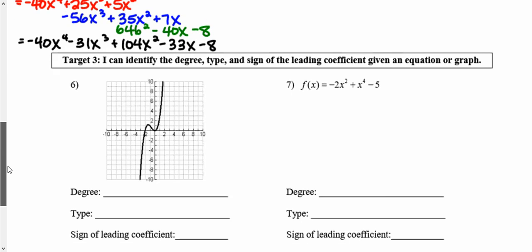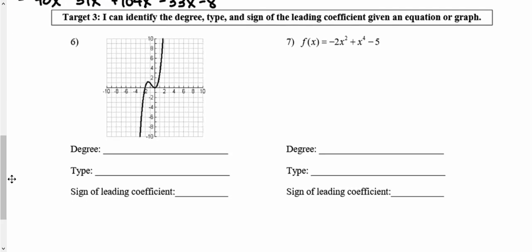Okay, moving into target 3. So just talking about some characteristics of a polynomial. So talking about the degree, which is the number that's the highest exponent, the type, which is either going to be linear, quadratic, cubic, or quartic, and then whether the leading coefficient is positive or negative.